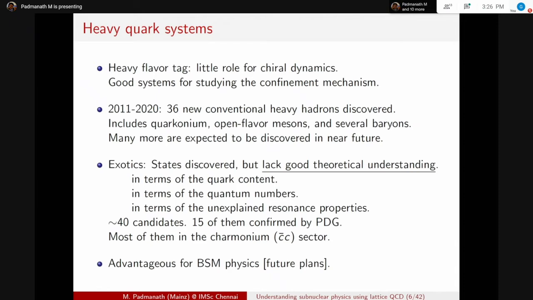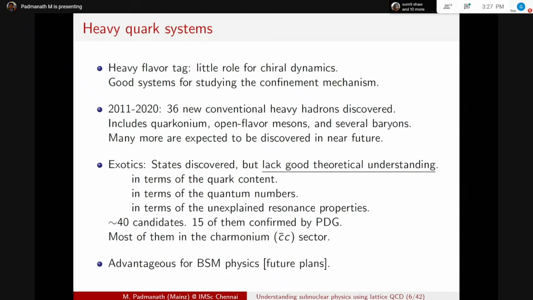To also motivate you from a different perspective, just take the last decade. There are 36 different new, quote-unquote, conventional heavy hadrons discovered. By conventional I mean those heavy hadrons which are theoretically well understood: why they should have these masses, or these decay widths, or these kinds of decay channels. These 36 hadrons include various kinds, like quarkonium. Quarkonium means a quark and an anti-quark, basically a charm and anti-charm, or bottom and anti-bottom kind of heavy hadron.